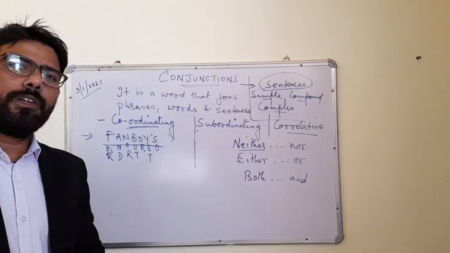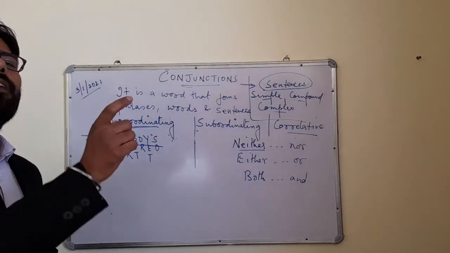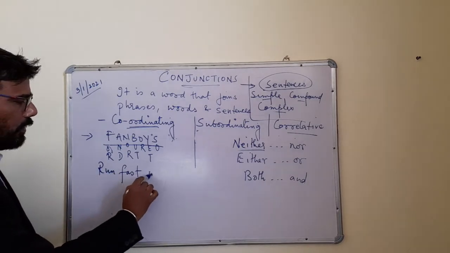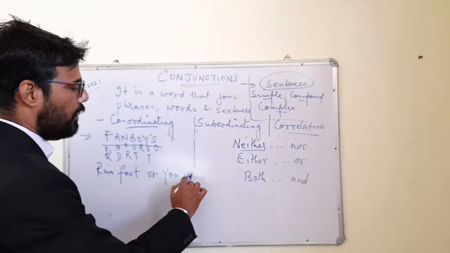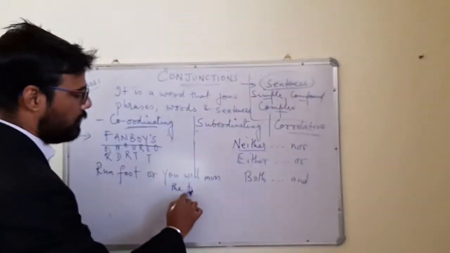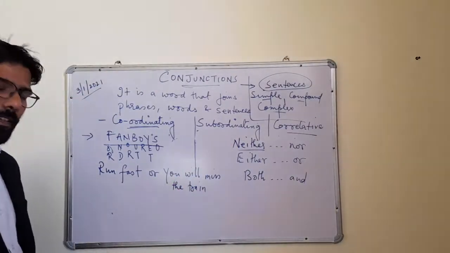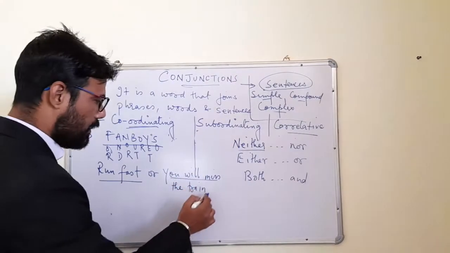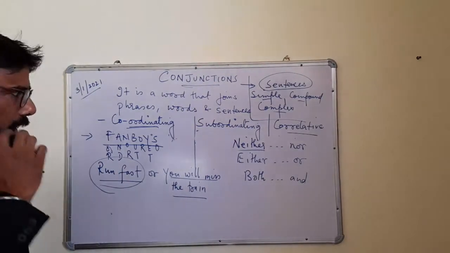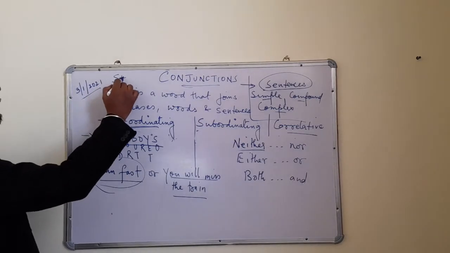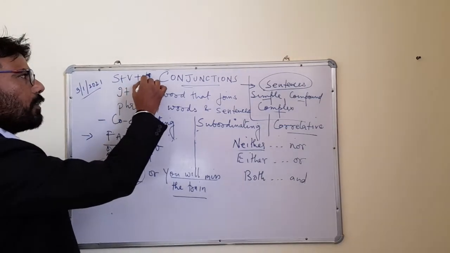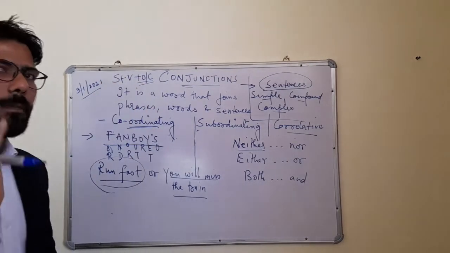Run fast or you will miss the train. Now children, I just write it here. Run fast, or you will miss the train. Now children, run fast, you will miss the train. Run fast is a complete sentence. Now some of you might say that, sir, a sentence requires S plus V, subject plus verb plus object or complement. It is not mandatory, but subject plus verb has to be there.